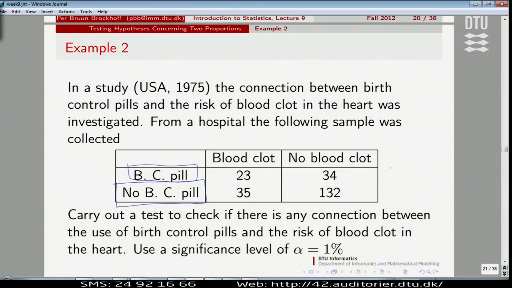So out of 57 females using birth control pills, we don't know exactly who the population are otherwise, but it's a given population from a hospital. Out of 57 sampled, 23 from the birth control, you could say that is the P1 hat. That is 23 over 57. What's the percentage there? I think I brought it. Here we are. Around 40%.